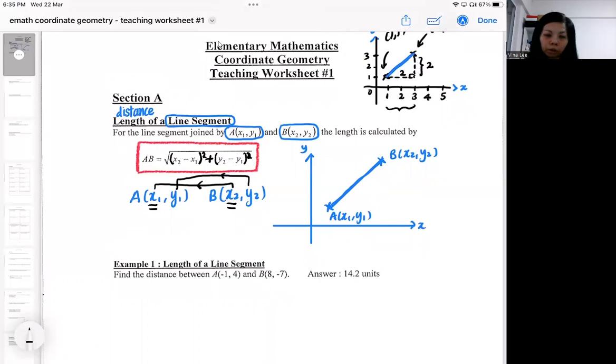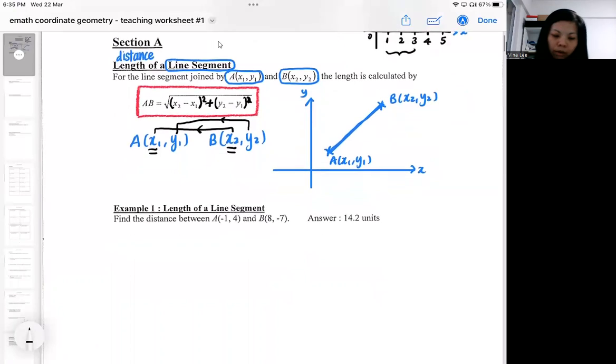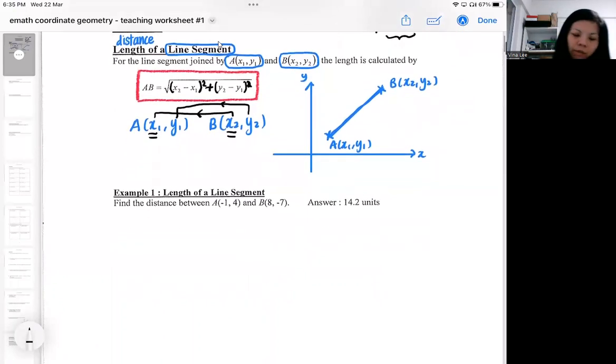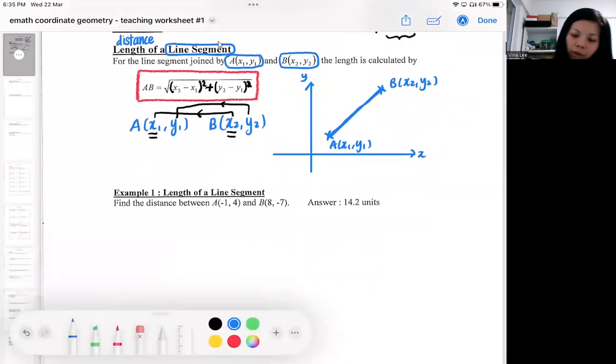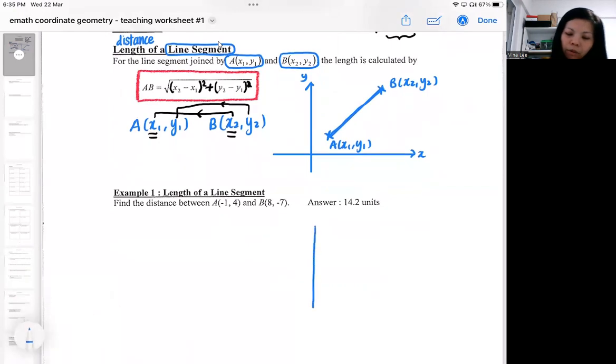I will show you a numerical example first. In the next numerical example, for a start, you can draw it out first, so you have a good idea where the two coordinates are. The coordinate A is -1, and I need a 4.